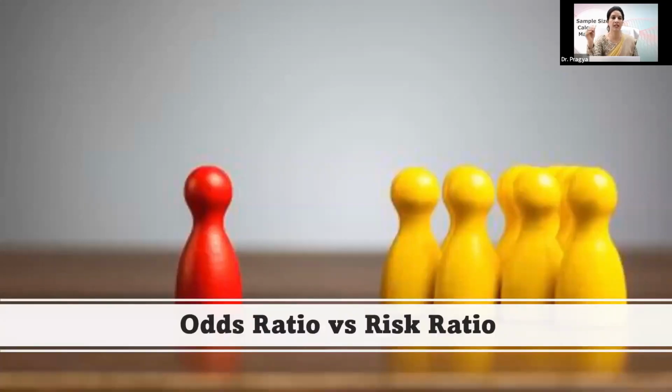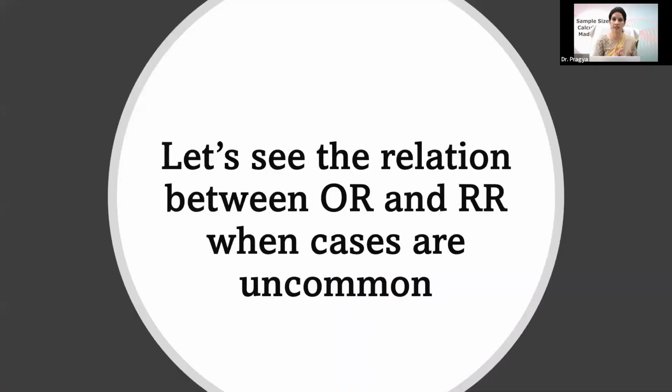So now what is the concept of this odds ratio versus risk ratio? We will understand this by a simple example, how this odds ratio is different to the risk ratio. Let's see the relationship between these two. The first scenario is when the cases are not common. That means the disease is not very common.